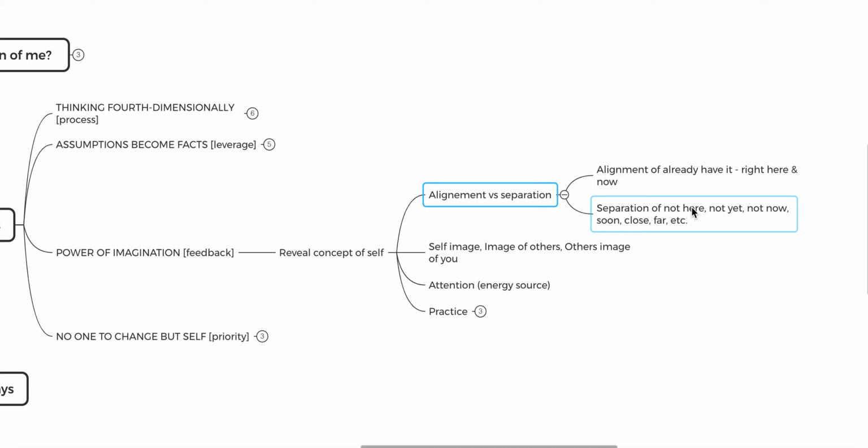Move on. Take the next step. Use a different tool. It's enough. You are enough. You're close enough. So that's how you measure how aligned or separate you are from your vision.